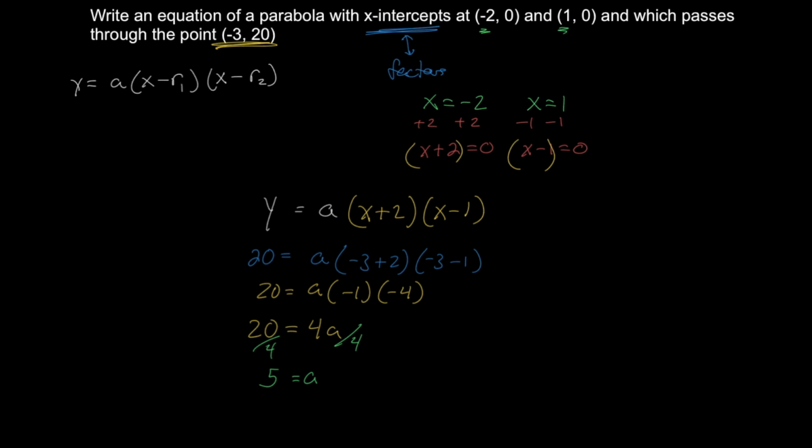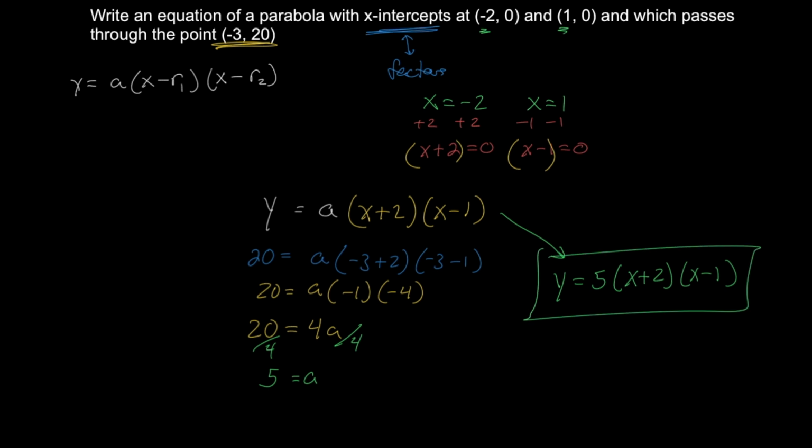But remember, finding this value for a is not actually the goal of the question. The goal is to write the equation. So the actual answer is y equals 5 times (x plus 2) times (x minus 1). If you were asked for the equation in standard form, it would be at this point you would just distribute everything out and it would be done. But since we're not requested a form, we'll leave it in factored form and say this is our final answer.